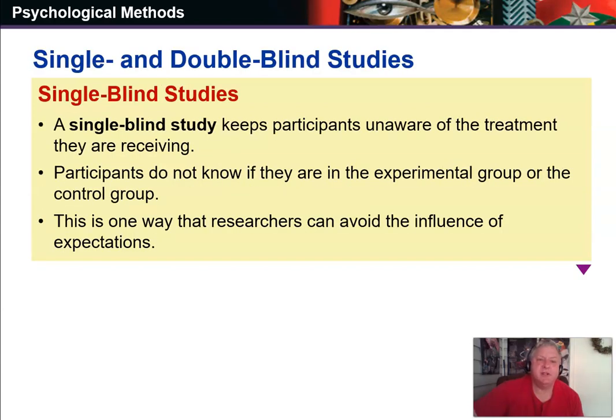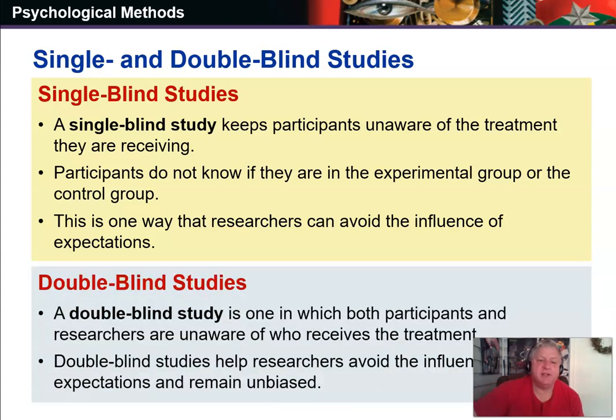Single-blind studies. A single-blind study keeps participants unaware of the treatment they are receiving. Participants do not know if they are in the experimental group or control group. This is one way researchers can avoid the influence of expectations. A double-blind study is one in which group participants and researchers are unaware of who receives the treatment. Double-blind studies help researchers avoid the influence of expectations and remain unbiased.